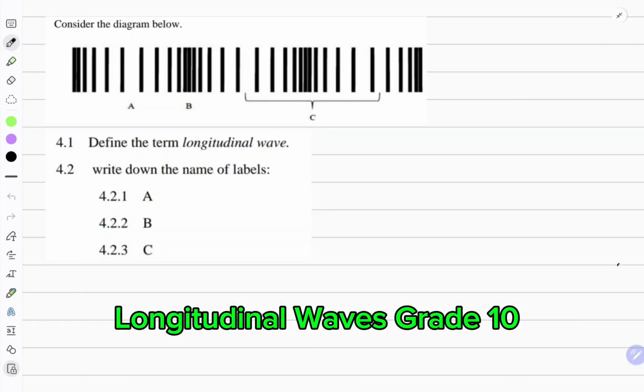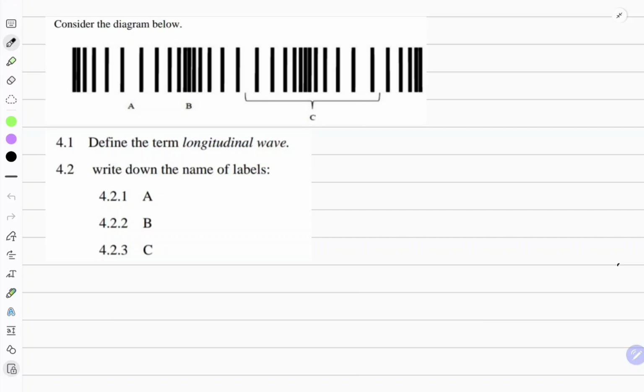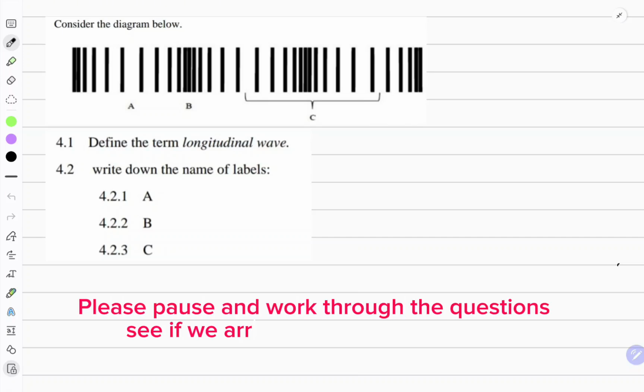Today we discuss longitudinal waves. So the scenario goes as follows. It says consider the diagram below. So before we answer the questions, I want us quickly to discuss the properties of a longitudinal wave as well as the definition. So let's have a look at the following clip.